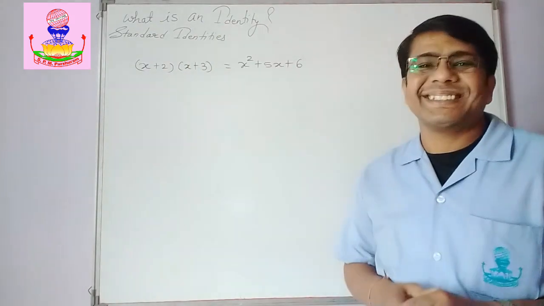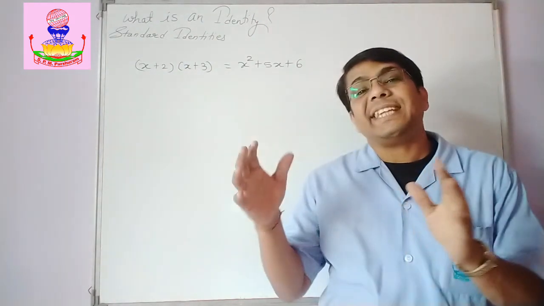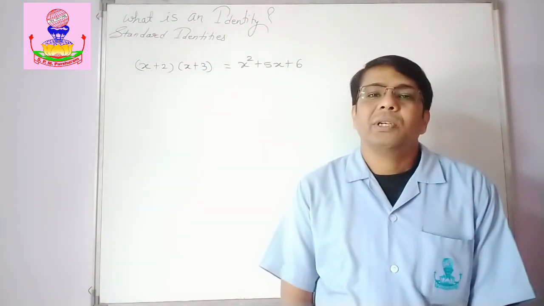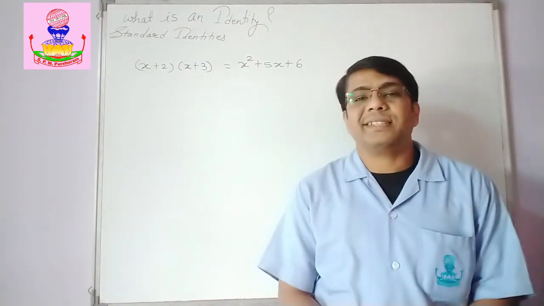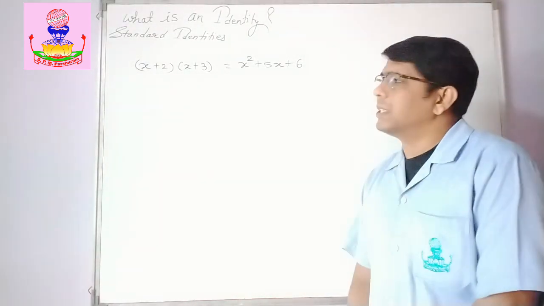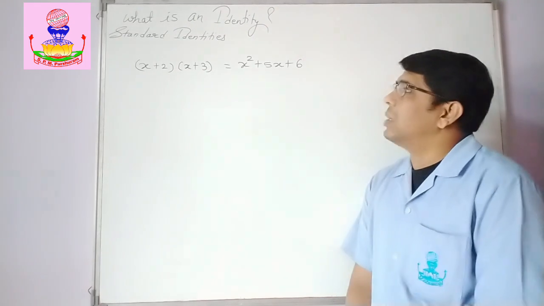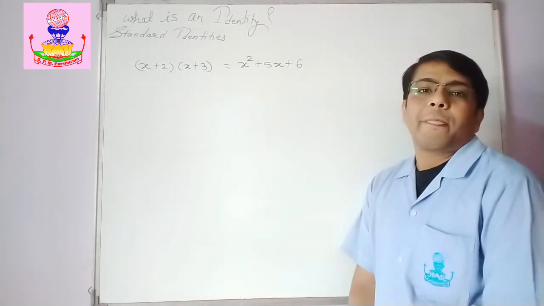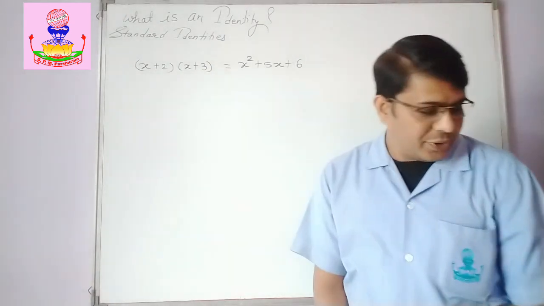Now the next part is what is an identity, and then some standard identities we are going to study. So what is an identity? First let us see that. Now this is an equality: (x + 2)(x + 3) = x² + 5x + 6.